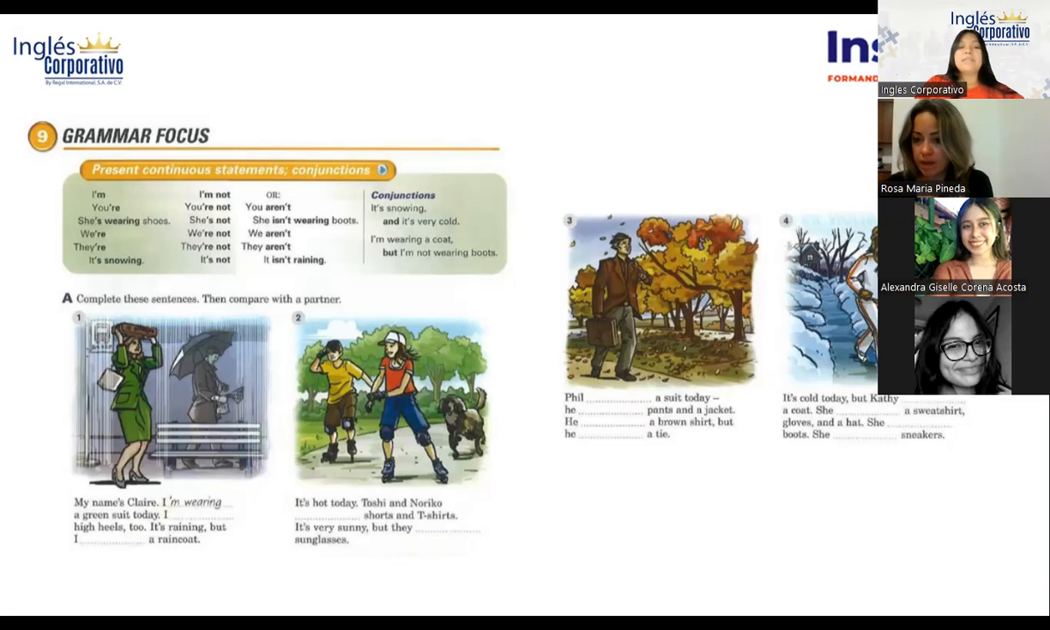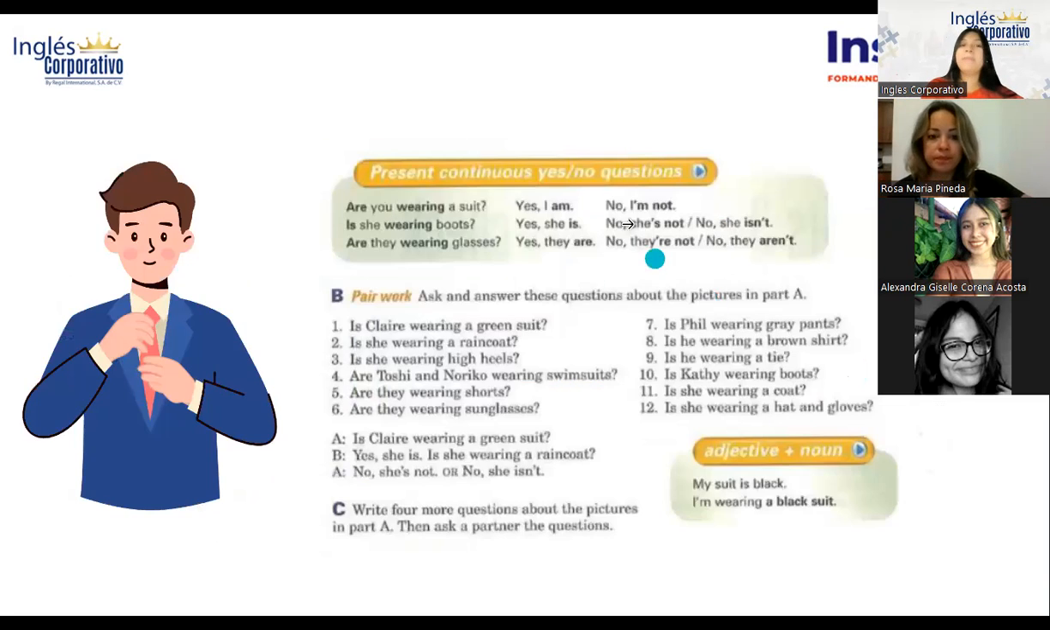Very good. Excellent. So you see? Let's move. Right, so now questions, right? Present continuous, yes, no questions. Are you wearing a suit? Yes, I am, or no, I'm not. Is she wearing boots? Yes, she is, or no, she's not, or no, she isn't.